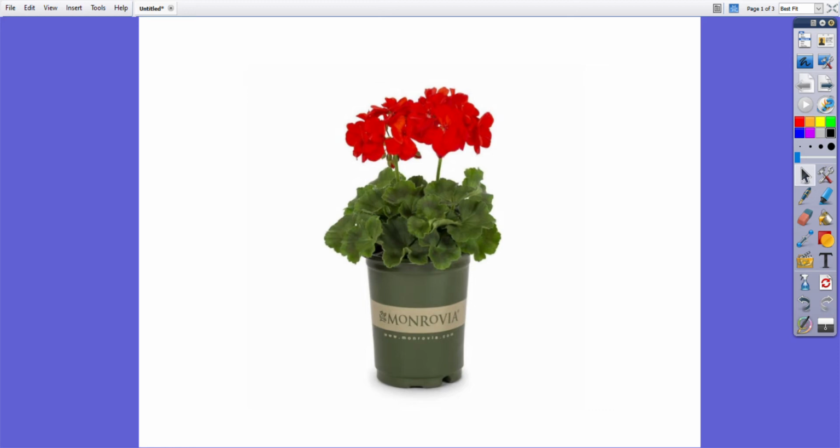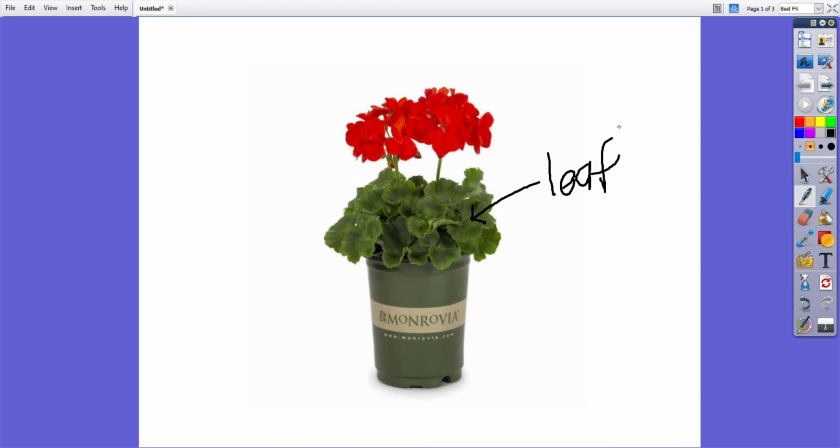I'm noticing a lot of different things about it. Take a look at that geranium. I bet there's a lot of things that you're noticing about it. Do you know what this part of the plant is called? If you know it, you can just say it right now. Yes, that's the leaf. The leaf.